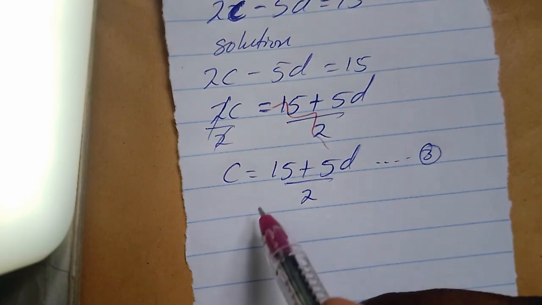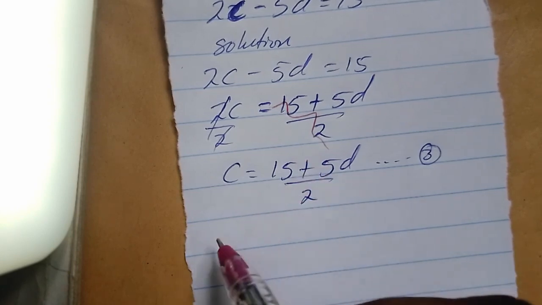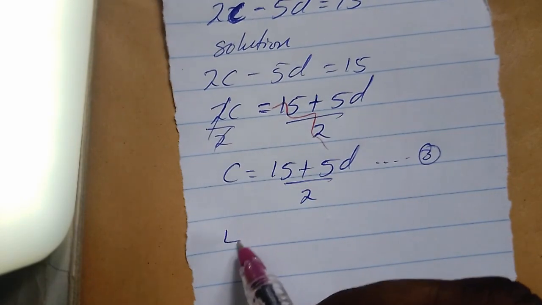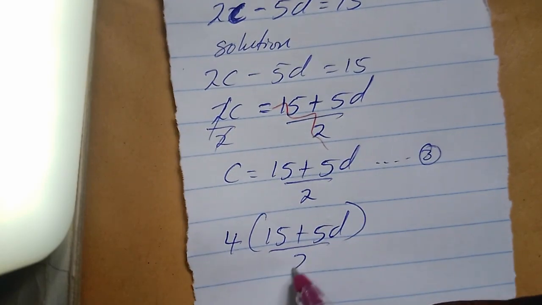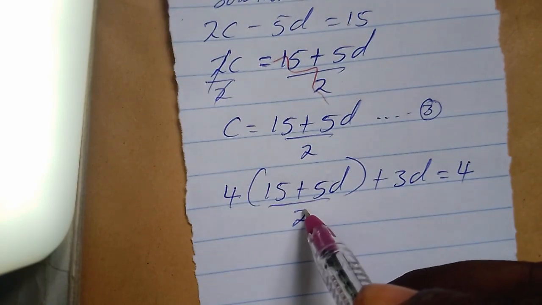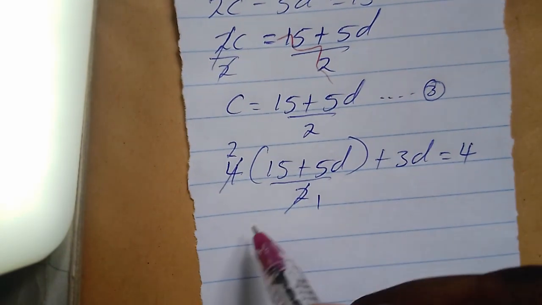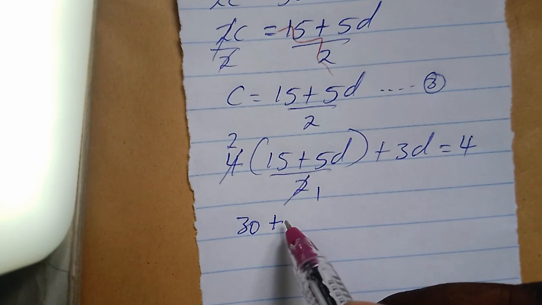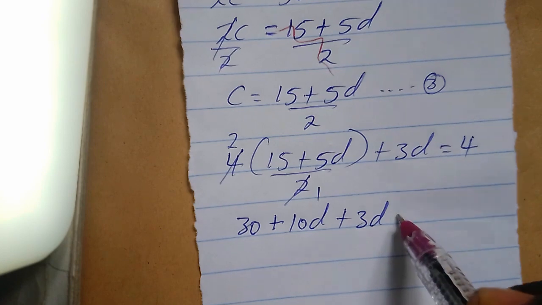Now you can say substitute equation 3 into equation 1. We are going to substitute c into equation 1. So anywhere we see c, we are going to substitute 15 plus 5d over 2. So we go 4 open bracket 15 plus 5d close bracket over 2 plus 3d equals 4. Here we can reduce: 2 times 15 gives us 30, plus 2 times 5 gives us 10d, plus 3d equals 4.